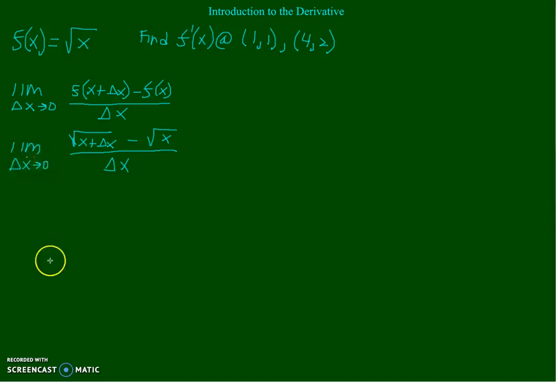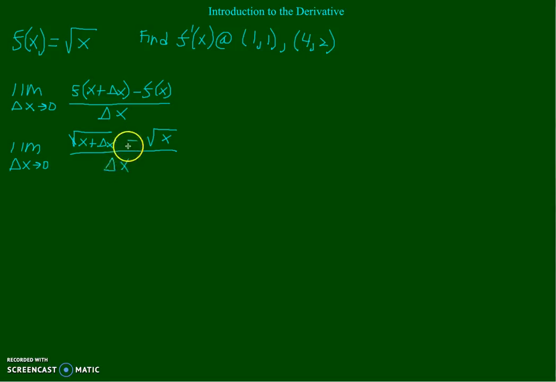To evaluate this limit, we're going to have a problem, because as you can see with this delta x in the denominator, we can't evaluate this limit directly. You remember your discussion on limits. To evaluate this limit directly, this limit would go to infinity because the denominator would go to 0.